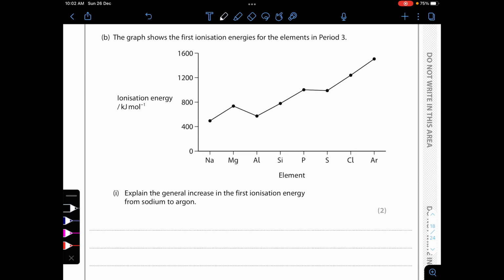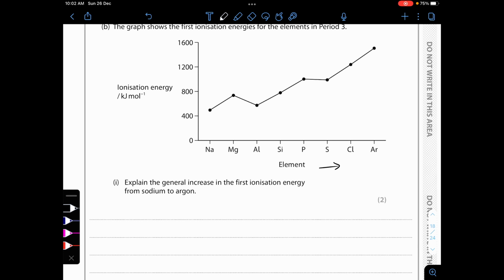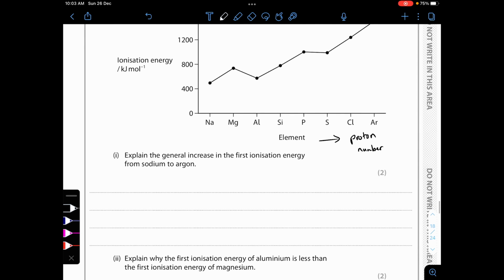The graph shows the first ionization energies for the elements in period 3. You can see over here. Explain the general increase in the first ionization energy from sodium to argon. What can we talk about here? What's increasing as we go along? The proton number is increasing. Is there anything else that's increasing? No, there isn't. So all we can say is that the number of protons increases.